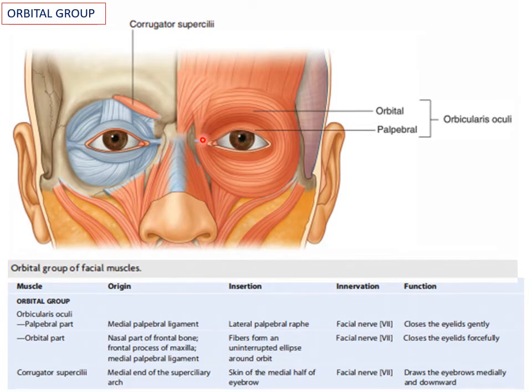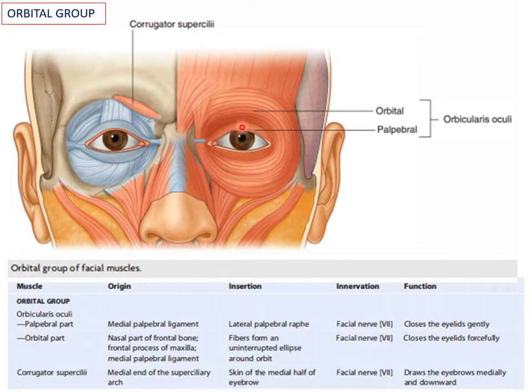The orbital part of the orbicularis oculi arises from the medial palpebral ligament, the nasal part of the frontal bone, and the frontal process of the maxilla, and these fibers form concentric circles. They form an uninterrupted ellipse and come back to their point of origin where they are inserted.